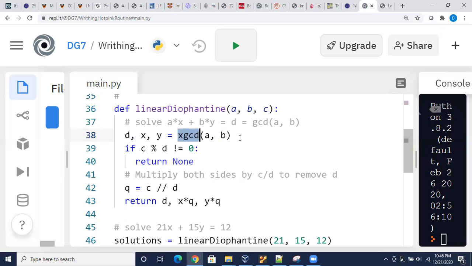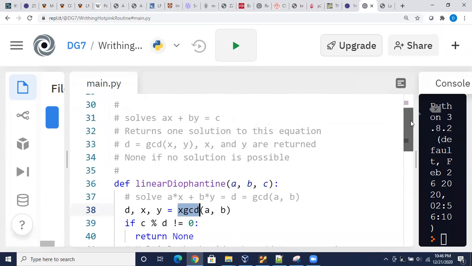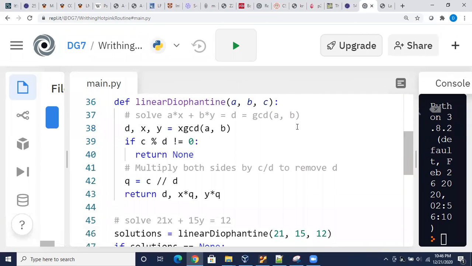All right, so we now have solved a times x plus b times y equals d, but that's not the question. The question is to solve a times x plus b times y equals c. That means we need to get rid of d. So all we have to do is multiply both sides by c by d, right? Then d and d will cancel out, so we will have c on the right hand side. That means I'm just computing c by d.